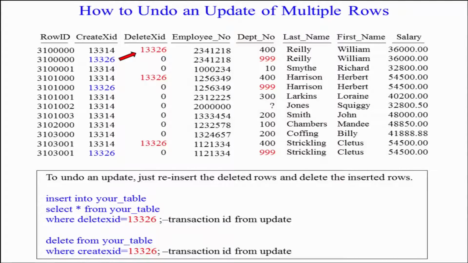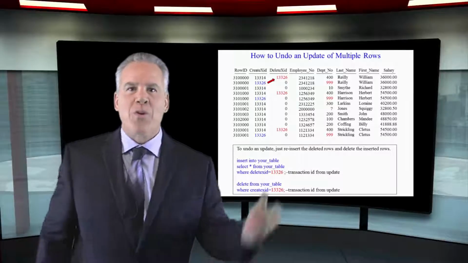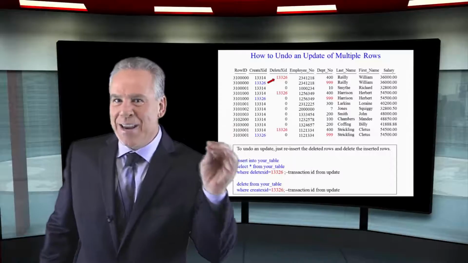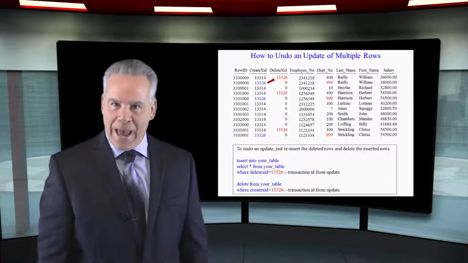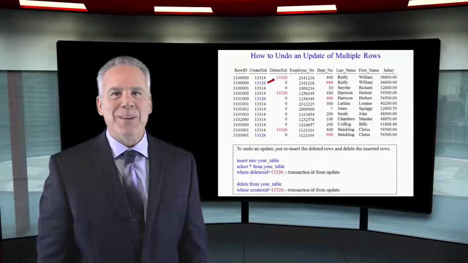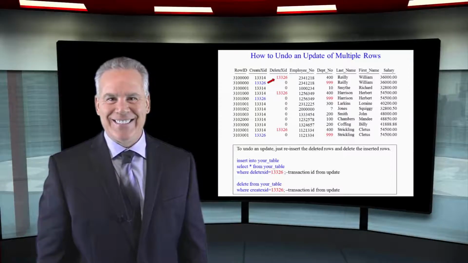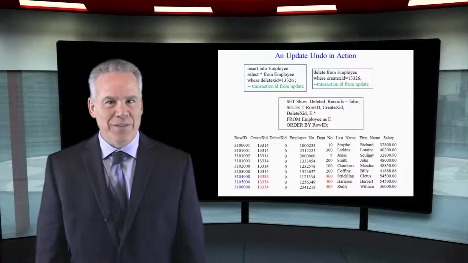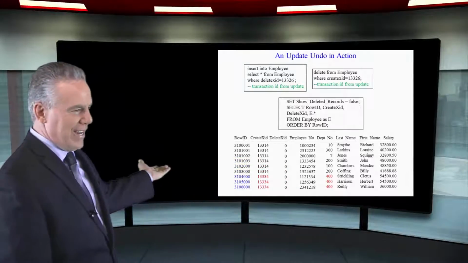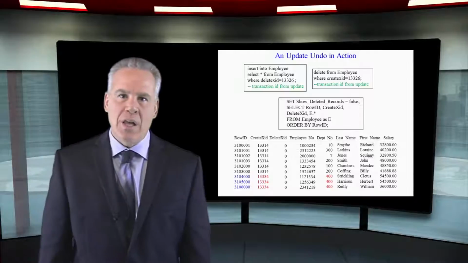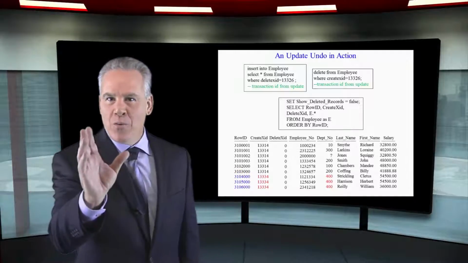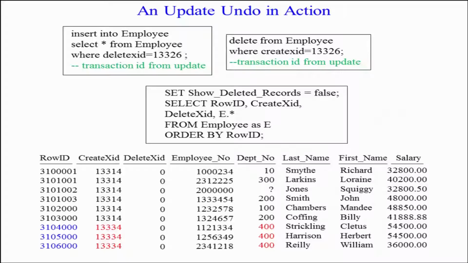So we can come in here and say, hey, we're going to insert into our table everything where the DeleteXid is equal to this, and that changes it back. And then we're going to delete from the table where the CreateXid is that same number, and we've got everything back to the way it was before the update. I've done some color coding for you. Take a look at the blue and the red down there. What we've really done is we've changed things back to the way they were before we did the update. Now, if someone queries this, it's going to be as if the update didn't happen.